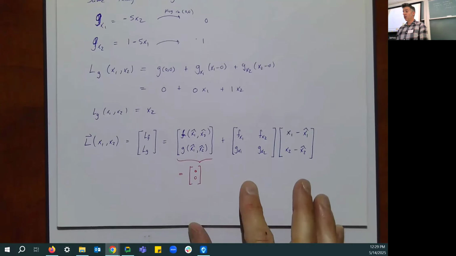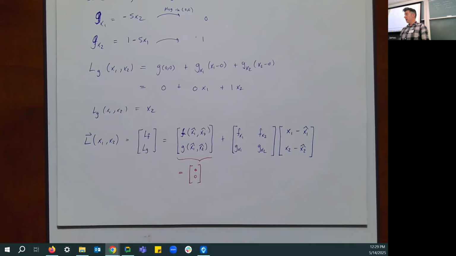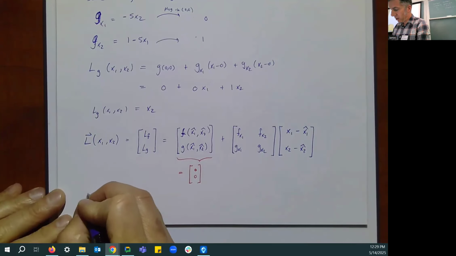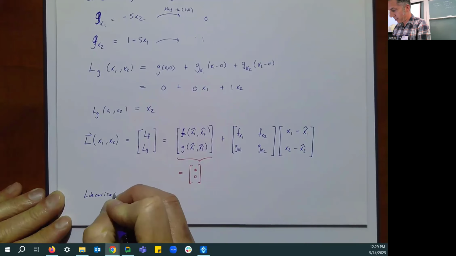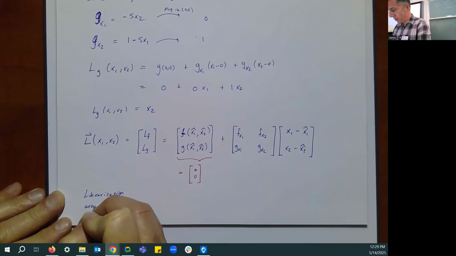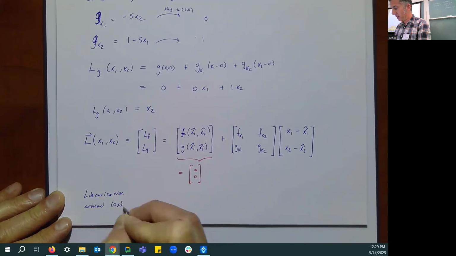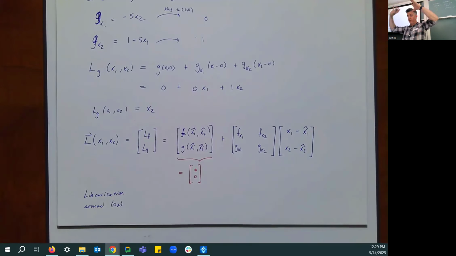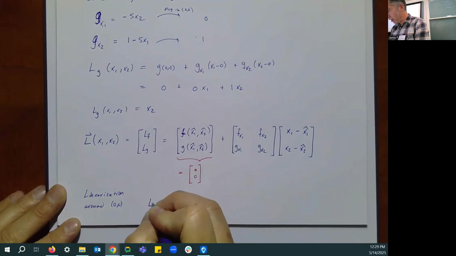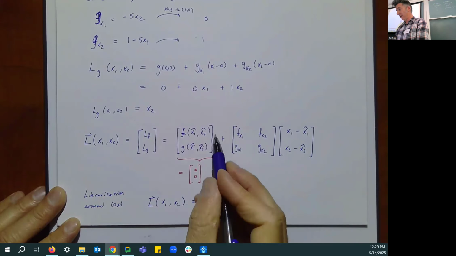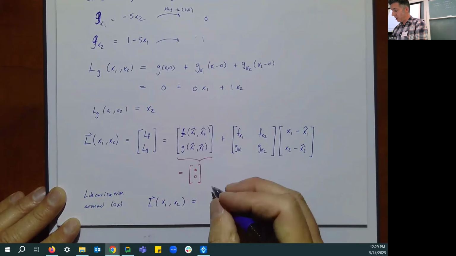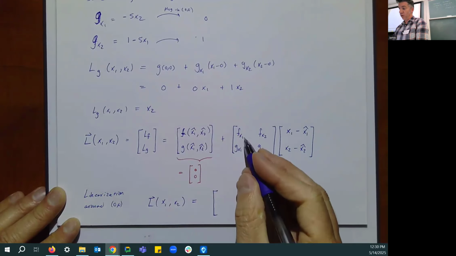So for this particular system, near the equilibrium (0, 0), here's what we've got. The linearization around the equilibrium (0, 0) is going to be, I know we've already written it down in separate pieces, but we're going to write it down in one piece now. L of x1, x2 is equal to, I'm not going to write the (0, 0) part because we don't need it, but it's going to be my partial derivatives, which we already found.